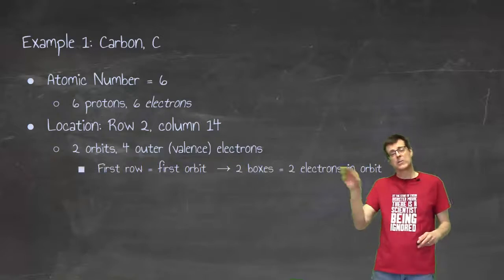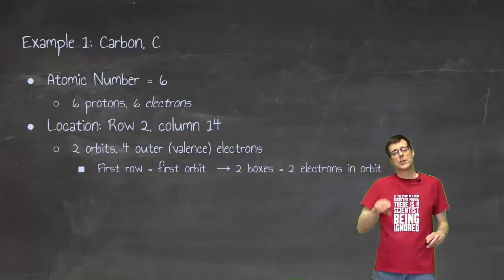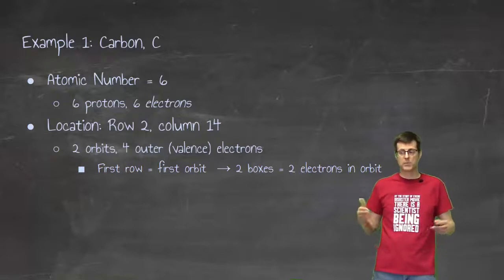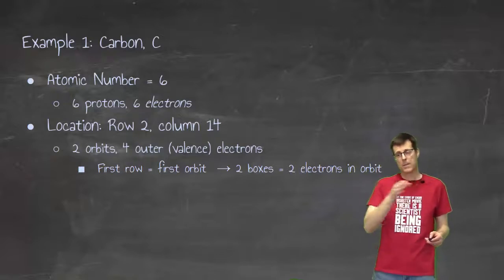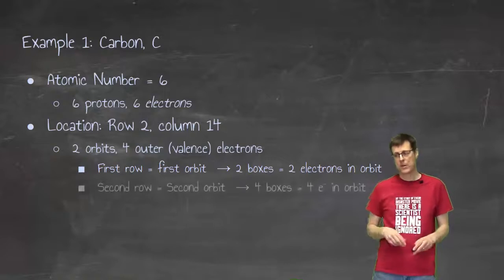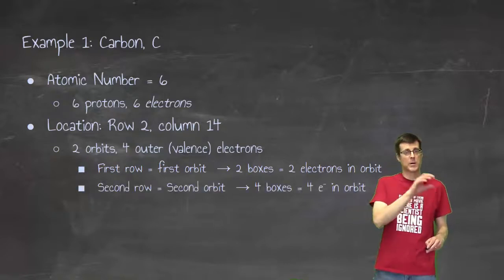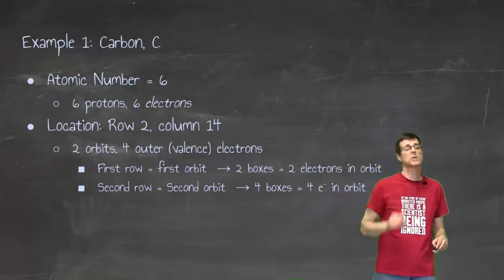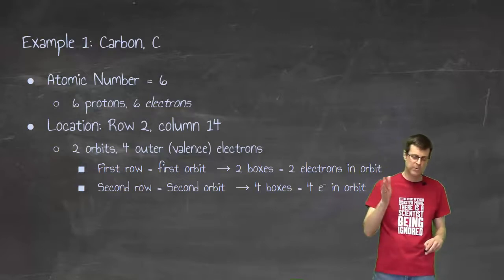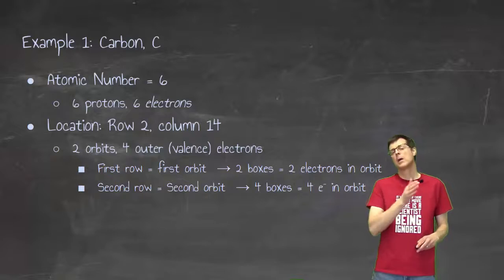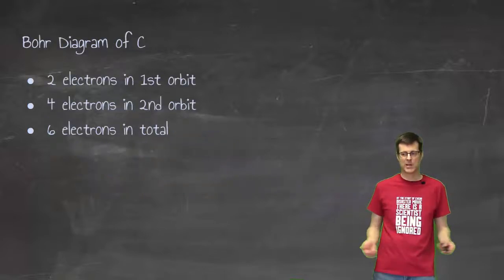As I work my way to carbon, starting with number 1 all the way up to number 6, I'm going to go all the way across the first row. First row has 2 boxes, so the first orbit has 2 electrons. Then I'm going to work my way across the second row. Second row has 1, 2, 3, 4, 5, 6. 1, 2, 3, 4 to get to carbon. 4 boxes to get to carbon, and that means 4 electrons in the second orbit.